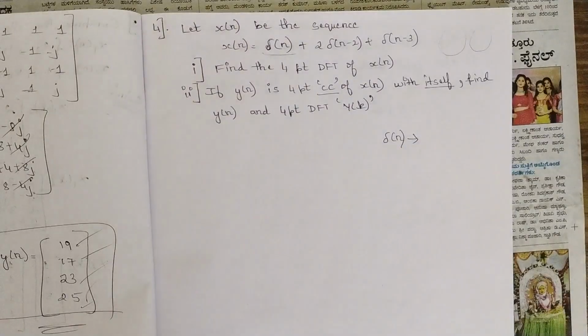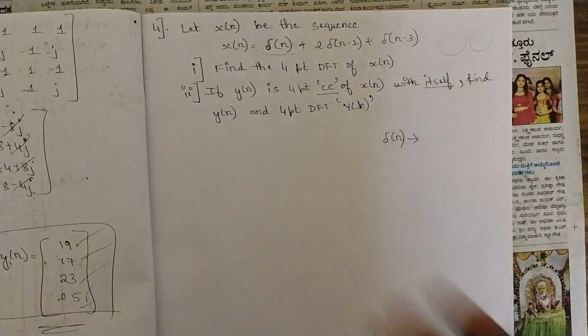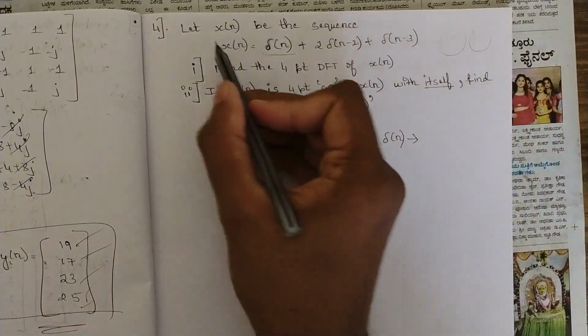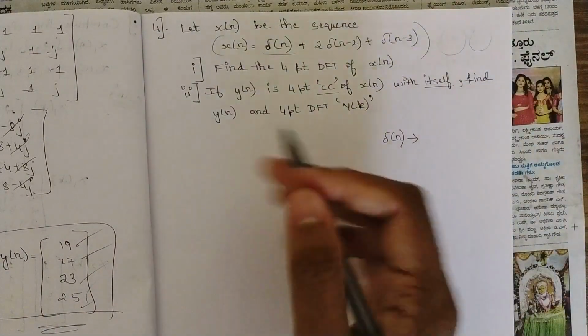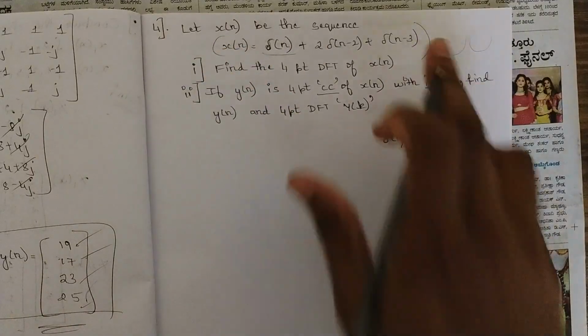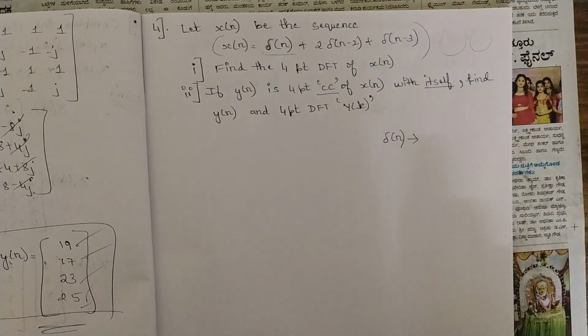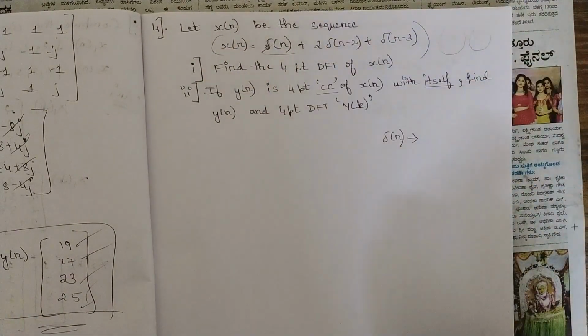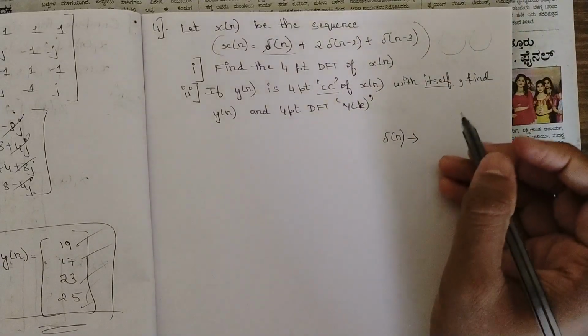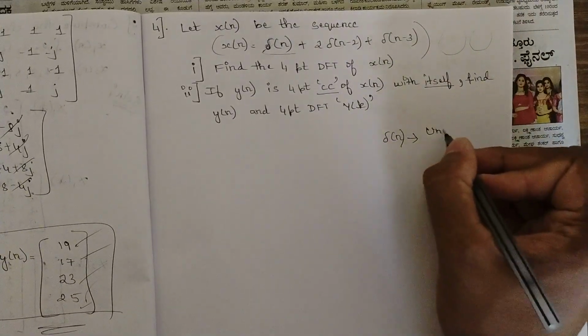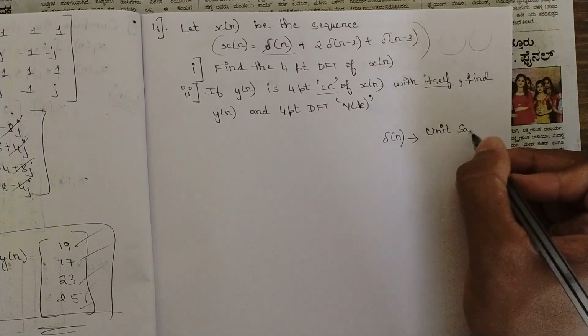Okay. So now all of this is okay, but where is the sequence in the question? The sequence is not there. They have given this equation here. But using this equation, how to write the sequence? Okay, for delta of n, where this delta of n is called the unit sample response.